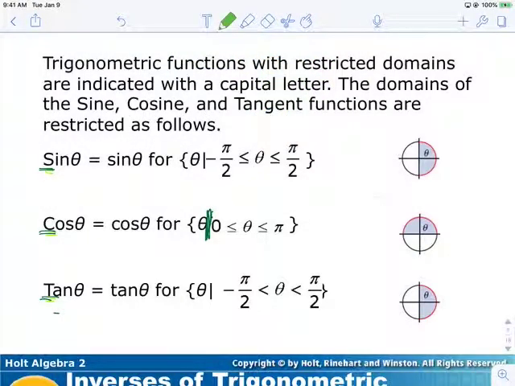So here's what I want you to do. I gave you the domain for these restricted functions. You tell me the range for them. This talks about the inputs. You need to tell me about the outputs. What values can I get out? See if you can do that. You can look at your unit circle. This is the domain. If I plug any of these values into my sine, what value can I get out? And tell me the range of them.